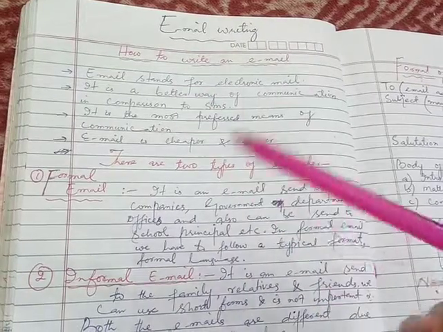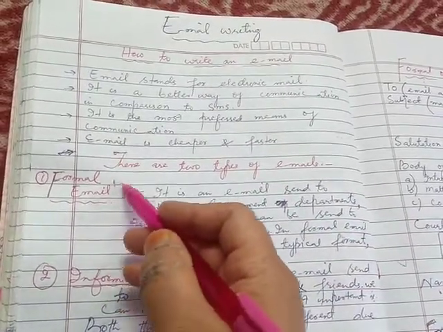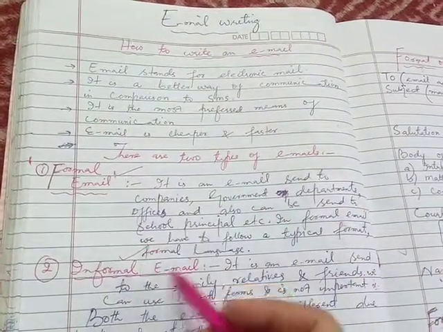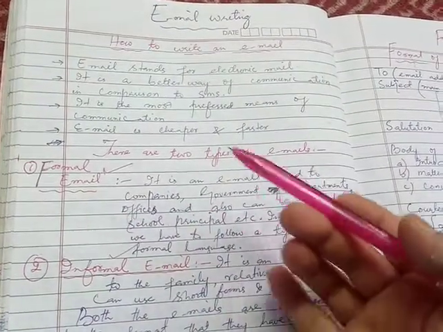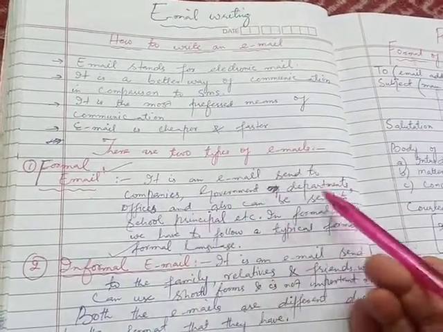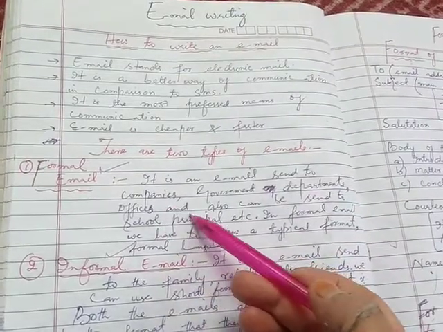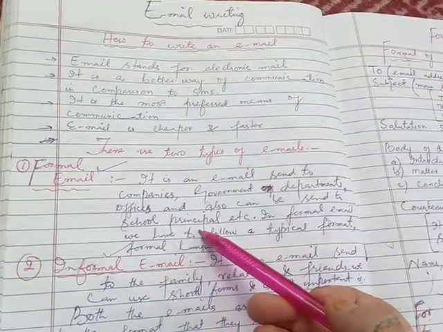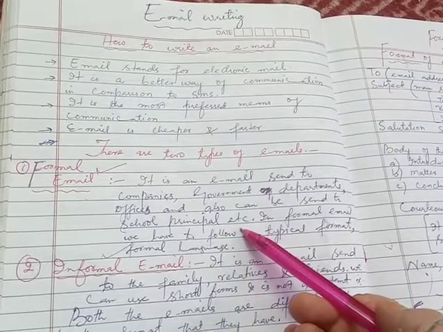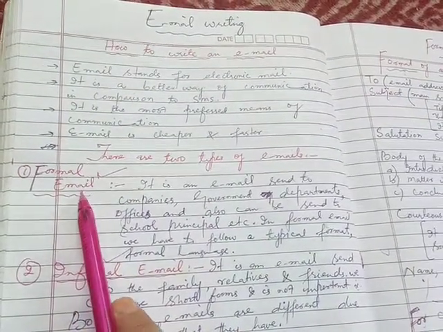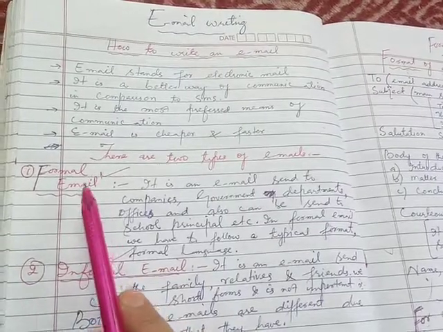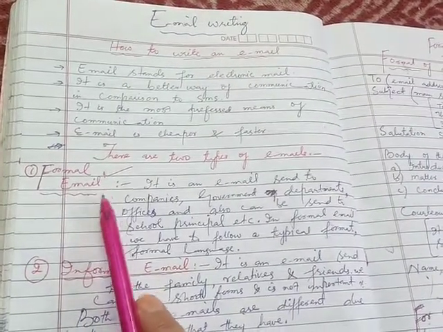Dear students, there are two types of emails: formal email and informal email. As far as formal email is concerned, it's an email that's sent to companies, government departments, offices, and also to school principals, etc. My dear students, in formal email, we have to follow a particular format. Not only this, we also have to use formal language.